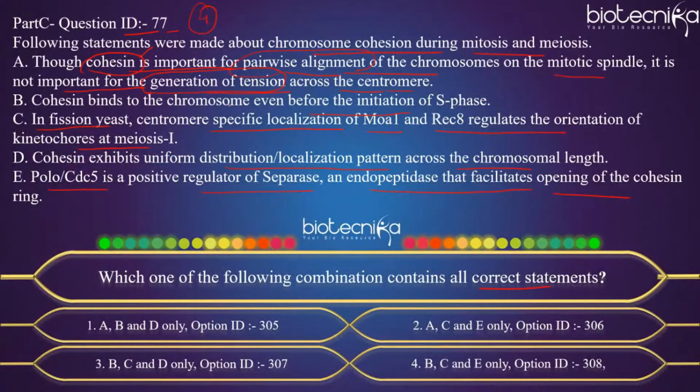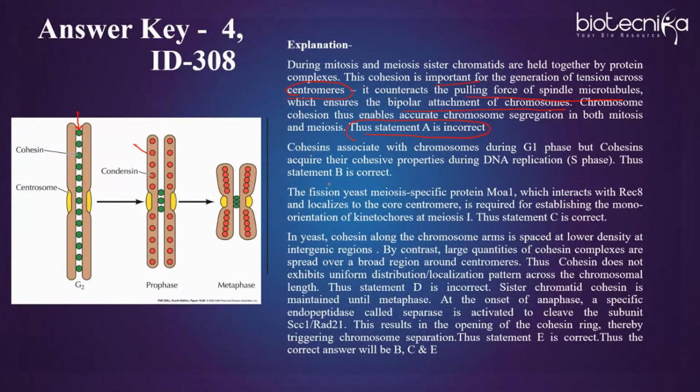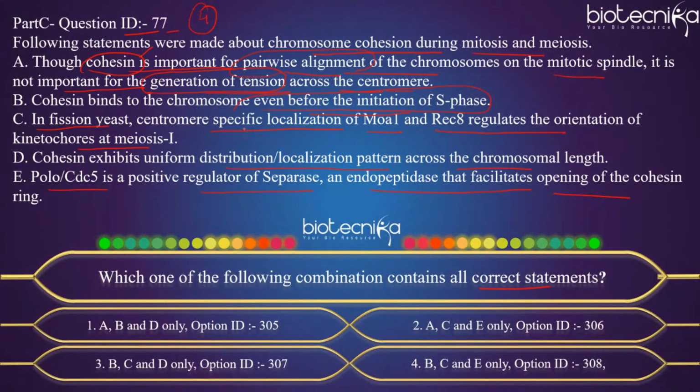Now, statement B says cohesins bind to chromosome even before the initiation of S phase. Yes, B is correct because cohesins associate with chromosomes during G1 phase only, before the S phase. But what happens is they acquire their cohesive properties, that is, the properties to hold the sister chromatids, during DNA replication. So that is why B is correct. Now, statement C says: in fission yeast, centromere specific localization of MOA1. What is it? It is a protein, monopolar attachment protein 1, and REC8.